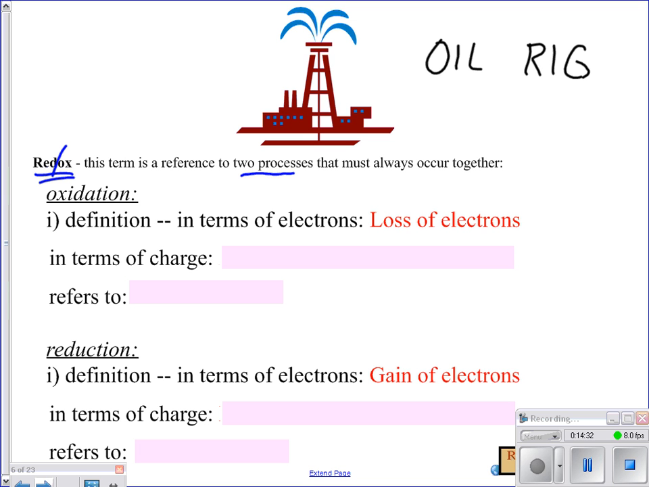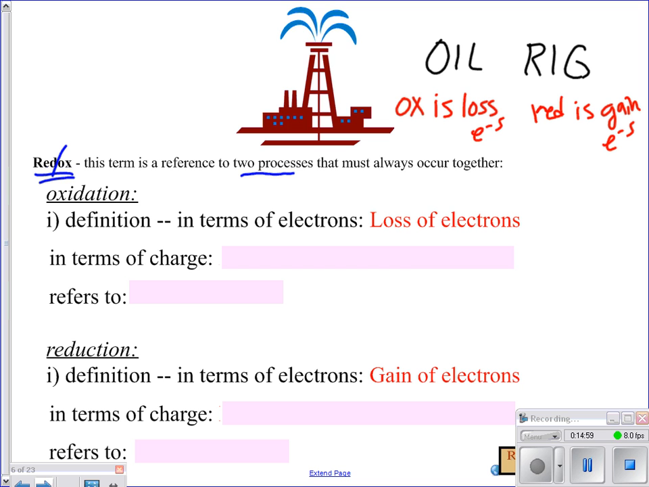And why do we care? Because that's a nice little way for us to remember this. Oxidation is loss of electrons. Reduction is gain of electrons. So if you remember OIL RIG, you can remember what's going on with those electrons. Oxidation is loss, reduction is gain of electrons.